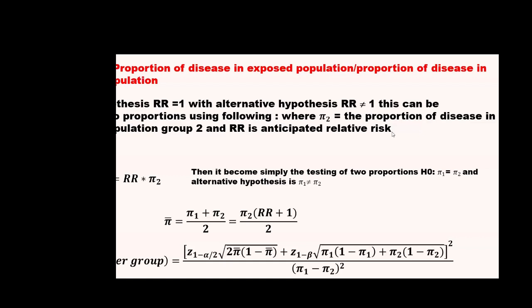And similarly here also we need the proportion of disease in the non-exposed population, or what is the anticipated relative risk? Using this formula, because relative risk is equal to pi 1 divided by pi 2, directly you can find out pi 1 is equal to RR multiplied by pi 2. Pi 2 is already given to you, and use this formula to find out the pi bar. The same formula you can use for relative risk also for calculating the sample size. So now I will take one example for this.